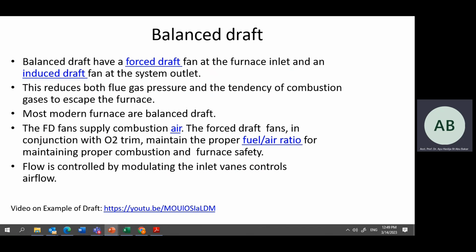Balanced draft is a combination of forced draft and induced draft. This reduces flue gas pressure and the tendency of combustion gases to escape the furnace, so it controls the combustion that occurs inside the furnace. Basically, draft is essential equipment for the furnace.